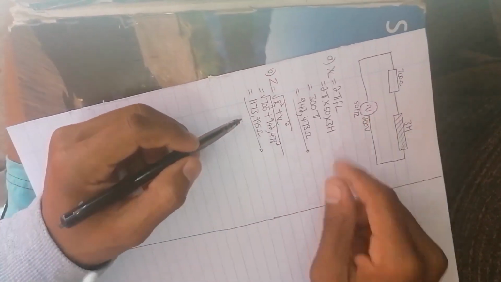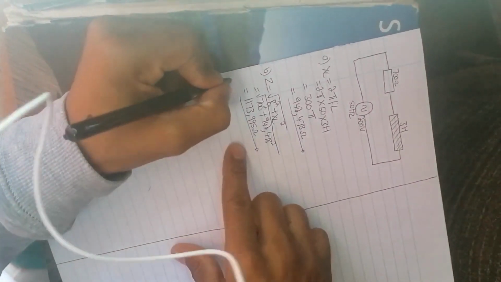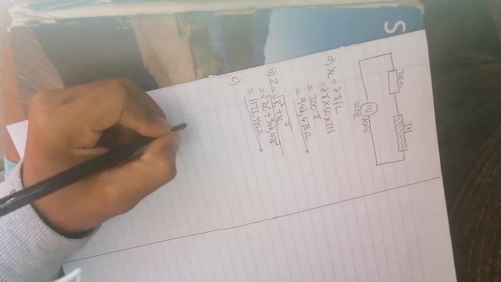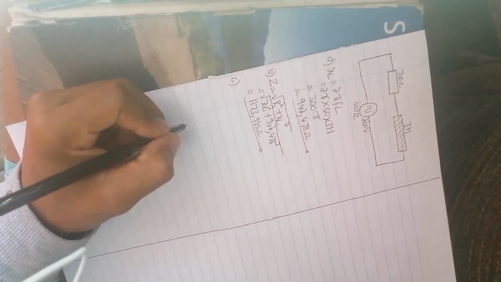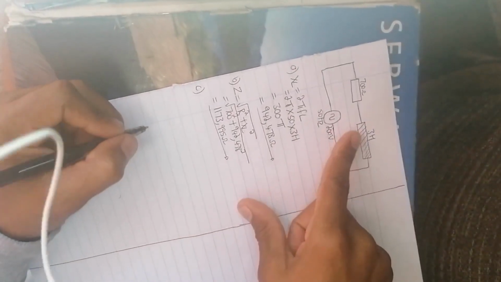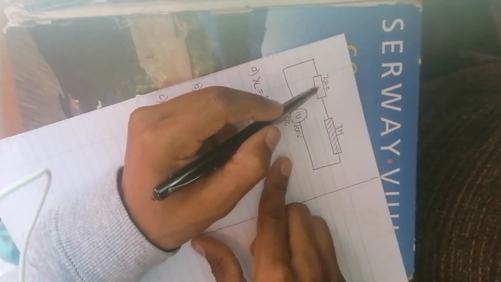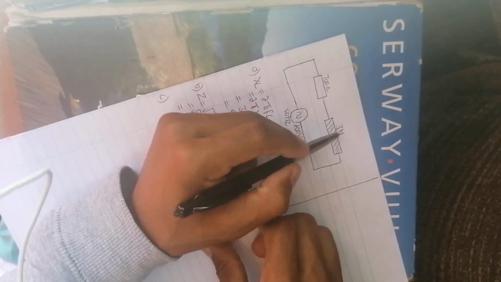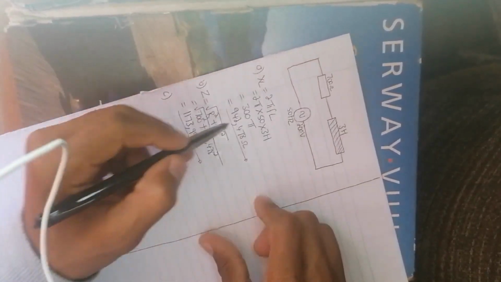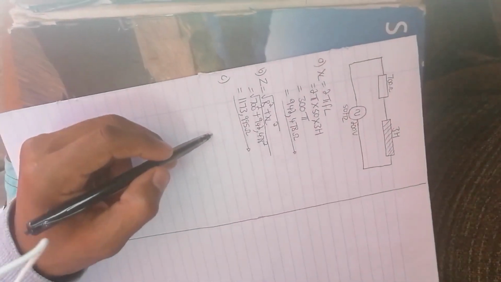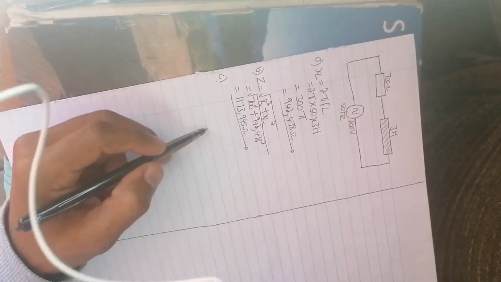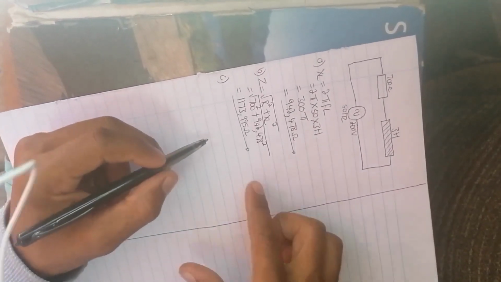All right, let's go to number C. They say that we should find the value of the current through the coil, through the inductor. But I know that the current that flows in the resistor is the same current that will flow in the inductor, and it is the same current that will flow in our source. So this is the total current, basically what I'm looking for.